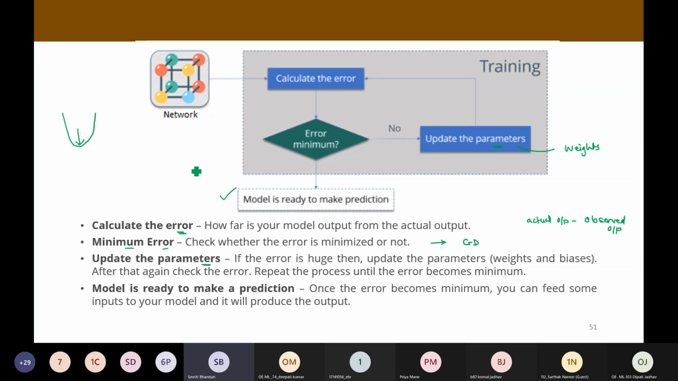So once our model is ready, we give the test samples to the model, and then our model predicts the output by making use of the finalized weights. So this is what the general process is, right?